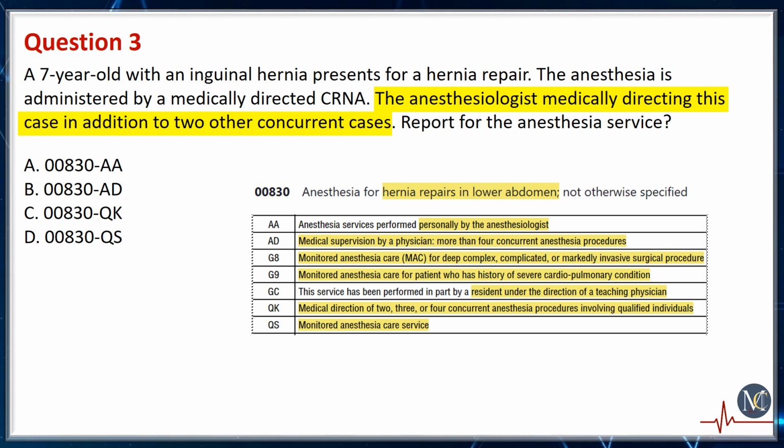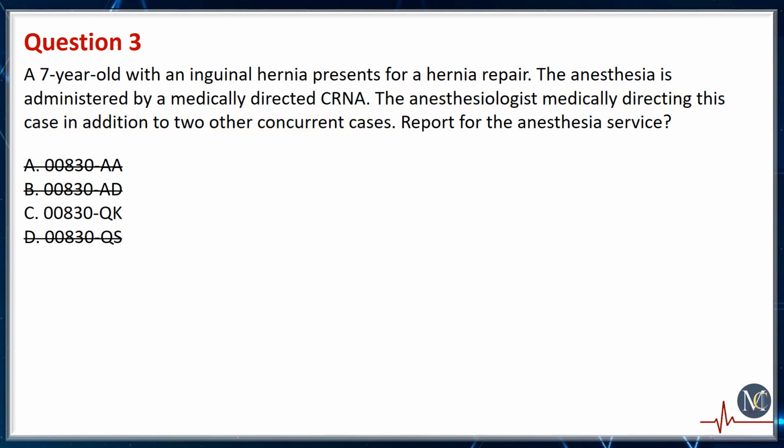In this scenario, the anesthesia service is medically directed by the anesthesiologist, who is directing this case in addition to two other concurrent cases, which correctly matches with our modifier QK. So our correct HCPCS modifier is QK, which is for the medical direction of two, three, or four concurrent anesthesia procedures involving qualified individuals. So our correct option is option C with service code 00830 along with modifier QK.